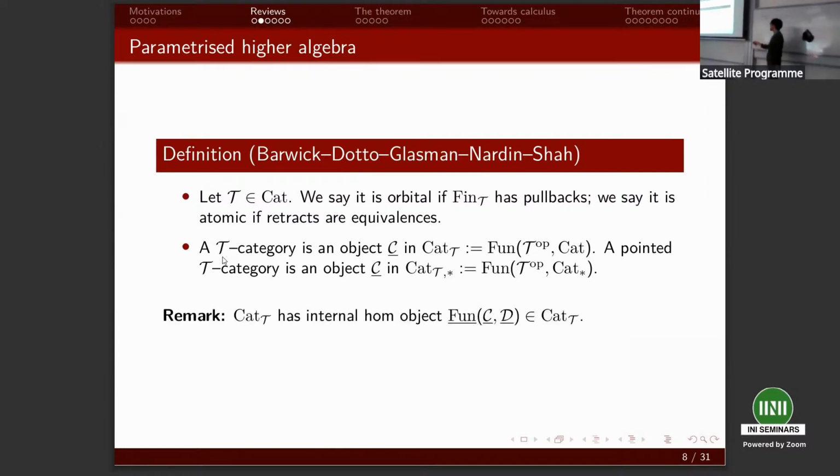This guy has an internal hom object, which I'm going to denote. What is Fin_T? Fin_T is the finite coproduct completion of T. So you free X. In the orbit category, this is finite G-spaces.